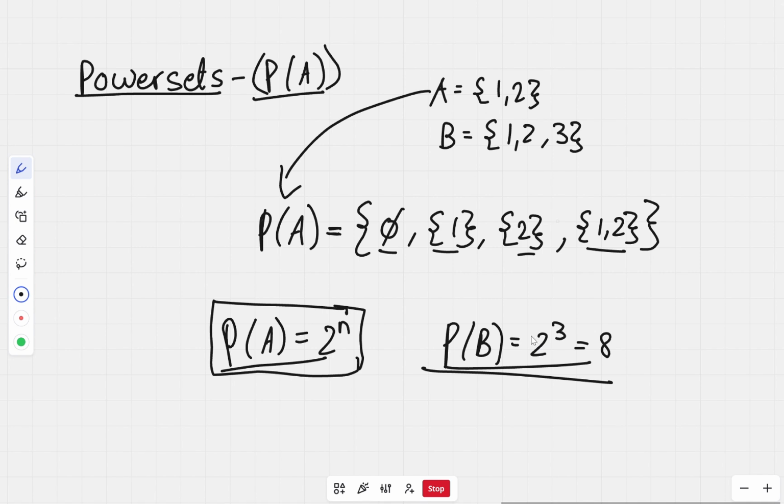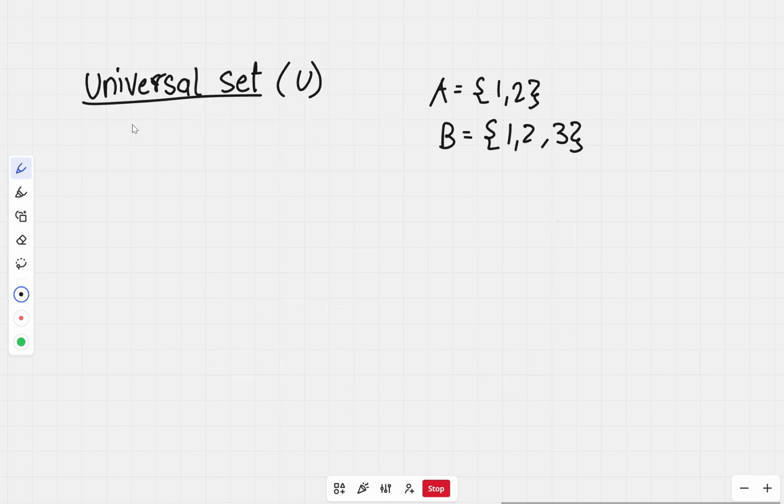Now moving on. Our next topic is the universal set, which is represented as U. The universal set is the set that contains all elements under consideration for a particular problem. So it's basically used for questions. For example, if we take U with values from 1 all the way to 9, this is the universal set.